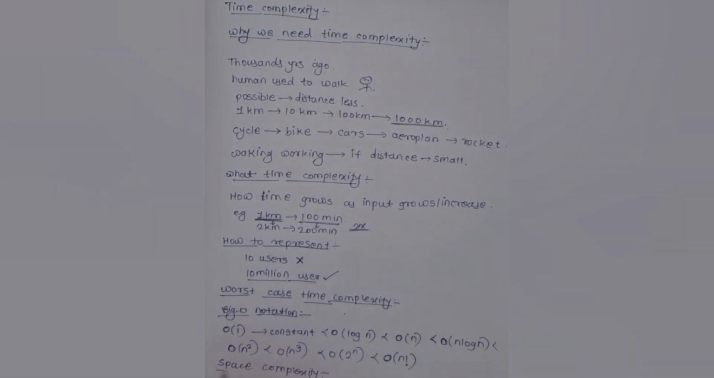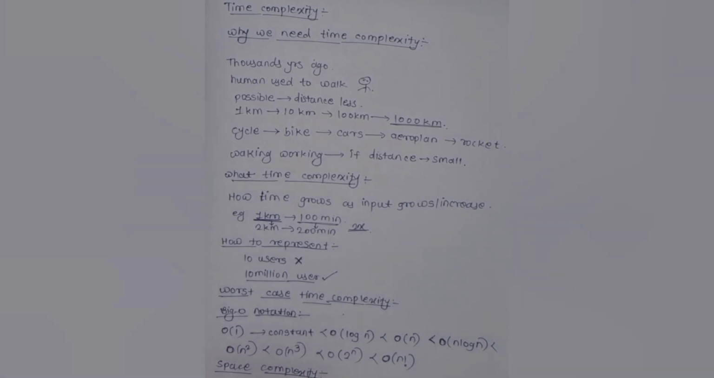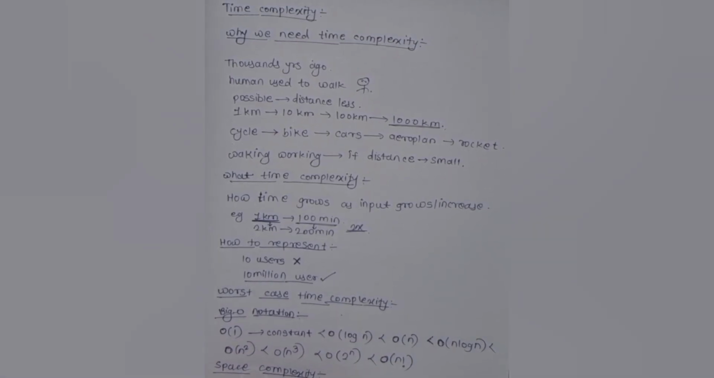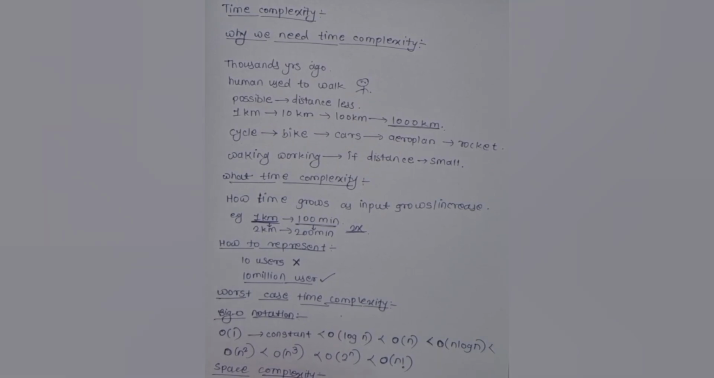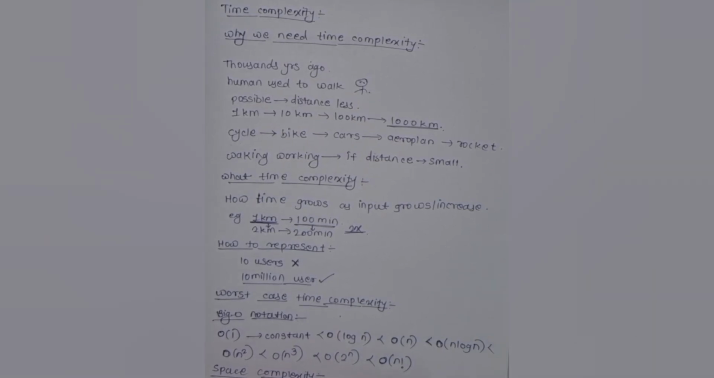And space complexity. Space complexity tells us how the memory usage grows as input grows. Walking needs no extra tools. That's constant space, big O(1). But an airplane needs an airport, fuel, crew, more resources.